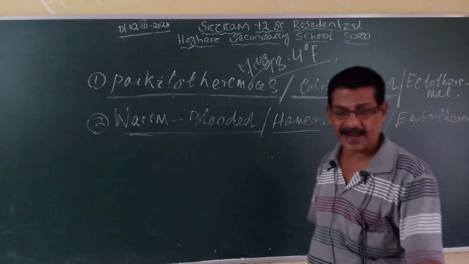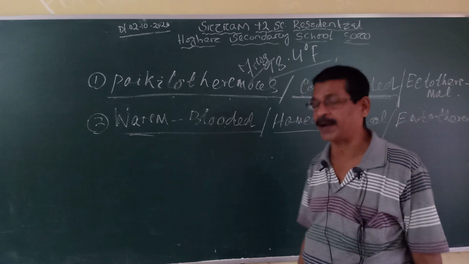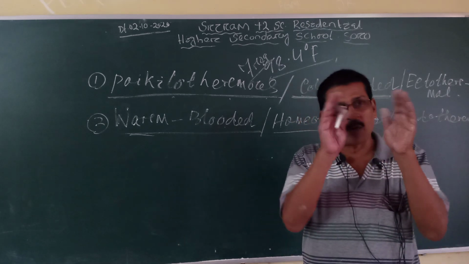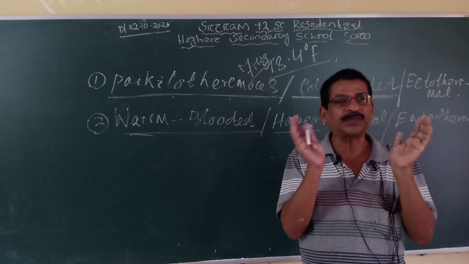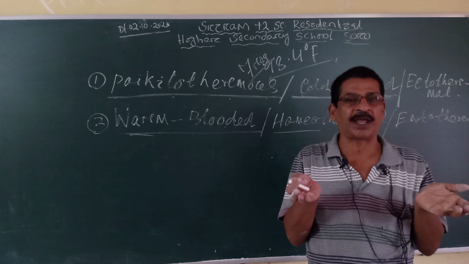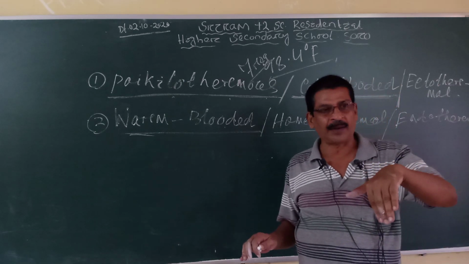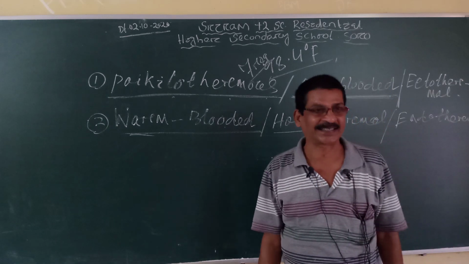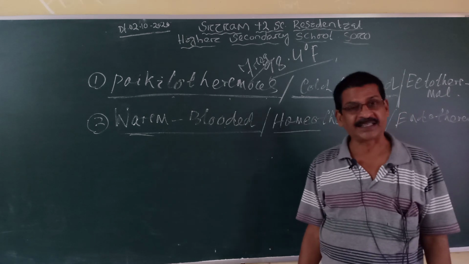Only birds and mammals are called the warm blooded animals. The birds and mammals. In birds, that is, feathers are present over the body, which maintain the temperature. Similarly, in case of mammals, that is, the hairs are present. Hairs means hair on the body, which maintains the temperature.